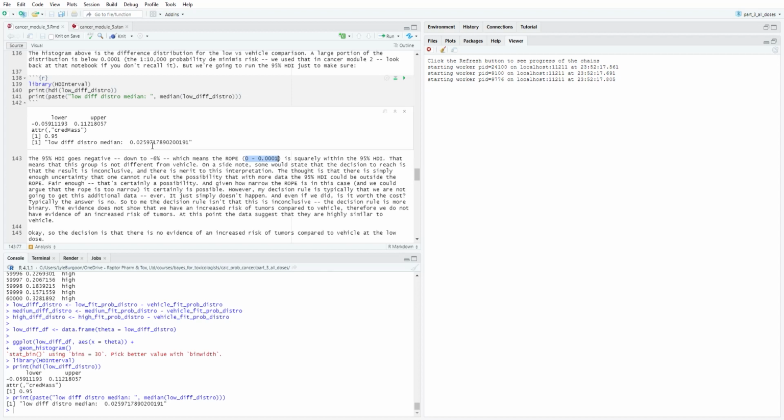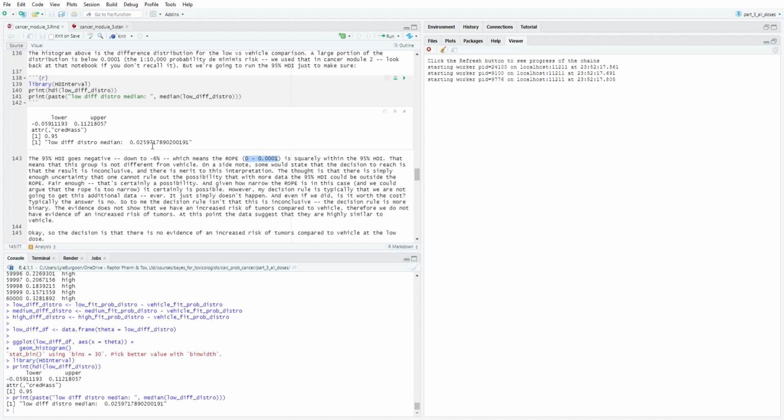Our rope should be wider. To me, a point estimate isn't that useful statistically because it has such a tiny probability. It's a point estimate, so it's infinitesimally tiny, and therefore the probability is infinitesimally tiny. We have these ranges so that we can actually calculate a probability.